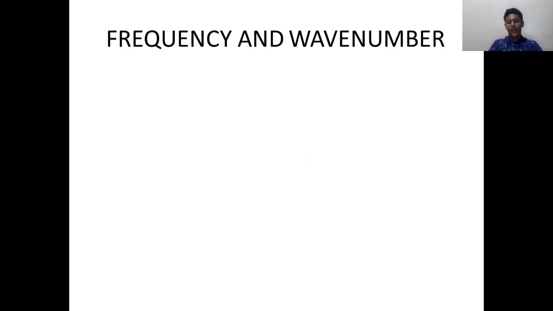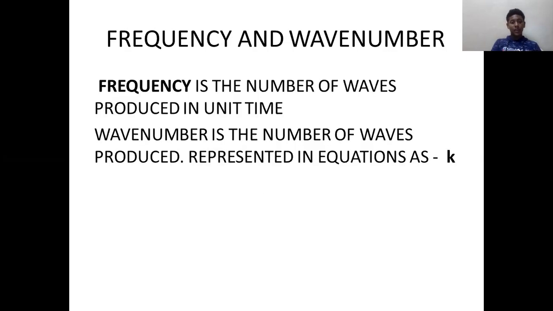Frequency is the number of waves produced in a fixed period of time, and is represented as f in the equations. But wave number is the number of waves produced where we don't have a fixed time. It can just be the number of waves. So it's represented in the equations as k.